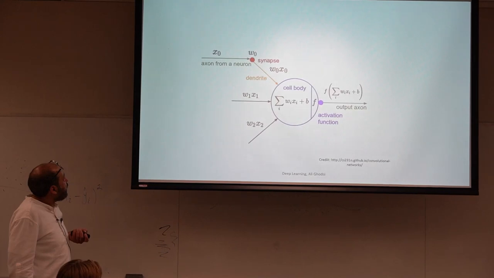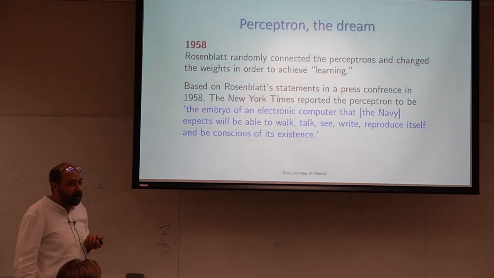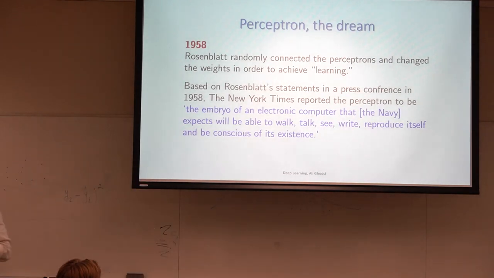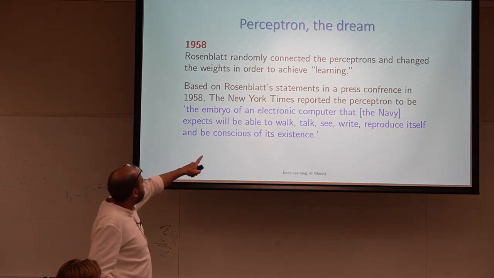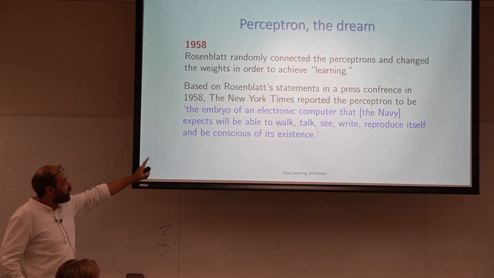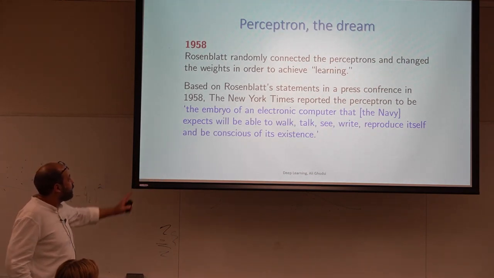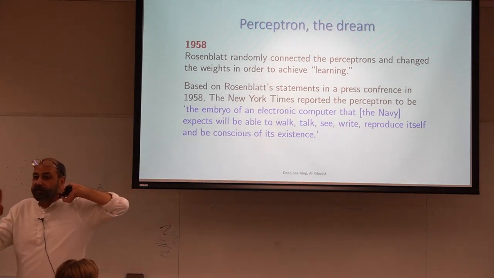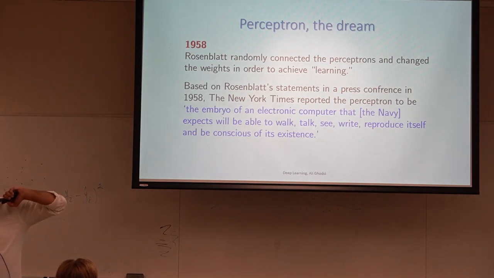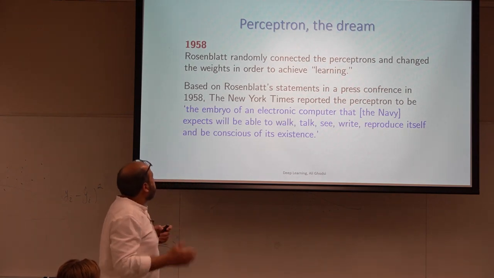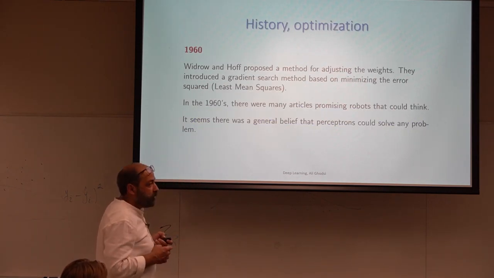And they were quite excited about perceptron at the time, even though at the beginning they didn't know how to learn the weights properly. But they were so excited. This is an interview in 1958. The claim is that soon perceptron can walk, talk, see, write, reproduce itself, be conscious of its existence. So general AI, they believed that general AI was in their hands by perceptron. That was the dream, and the dream shattered soon.